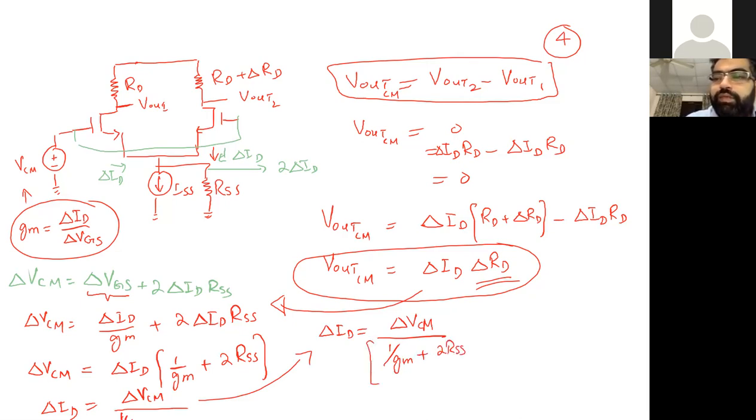And that is something which we need to be careful about. Okay, now we can bring it back and put it in this expression and see how much delta V out will come. So delta V out, and again the sign can be negative because it was a diff pair, is equal to minus delta ID times delta R out, if we want to do V out minus V1 minus V2.